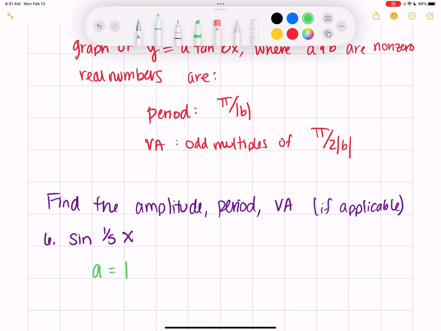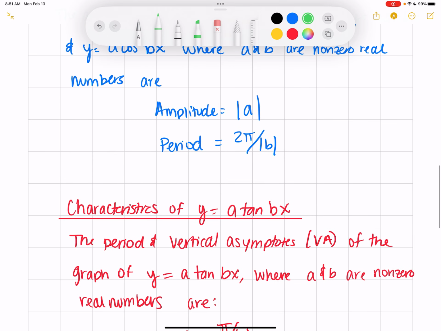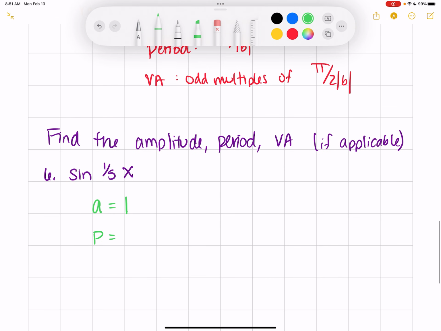All right, and then the period is 2 pi over the absolute value of b. So it's 2 pi over the absolute value of 1/5. And you don't have to write the absolute value bars if it's already positive. It's just if it was negative, you need to write it. So I'm dividing by a fraction, meaning I do what? Keep, change, flip. So I'd be multiplying that by 5, so that ends up being 10 pi. So my amplitude is 1, and my period is 10 pi.